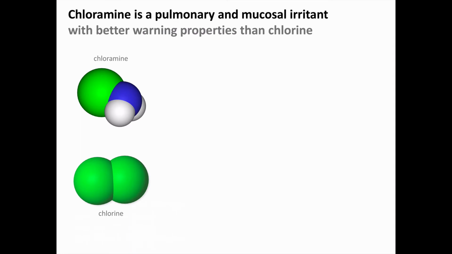Chloramine, like chlorine, is also a pulmonary and mucosal irritant. However, it has better warning properties than chlorine, meaning that someone exposed to chloramine is likely to notice it earlier and/or at lower levels. If we compare the chemical structures, we see that chloramine is asymmetric and is a polar molecule, while chlorine is nonpolar. That makes chloramine more water-soluble, while chlorine is less water-soluble.